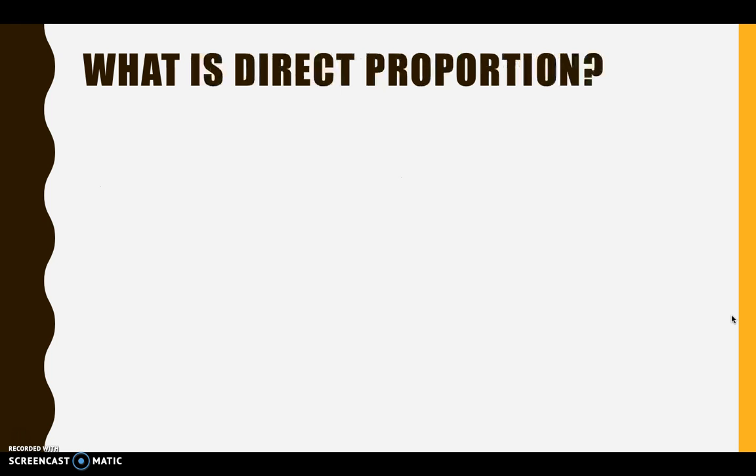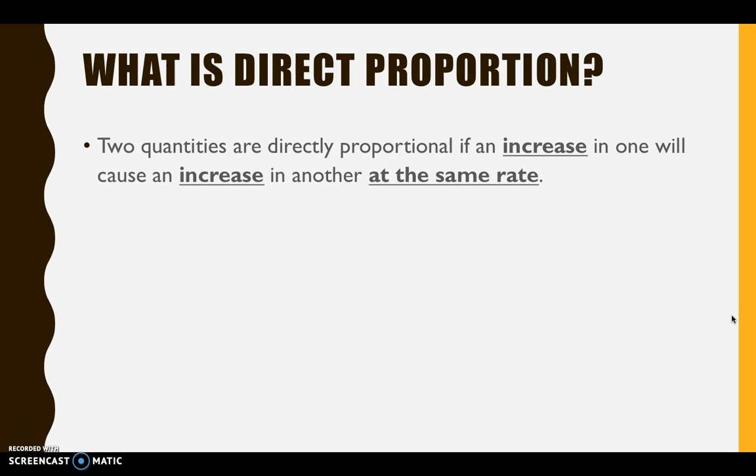So what exactly is direct proportion? Two quantities are directly proportional if an increase in one will cause an increase in another at the same rate. Alright, now we're going to take a look at how this actually looks like in terms of the graphical representation.